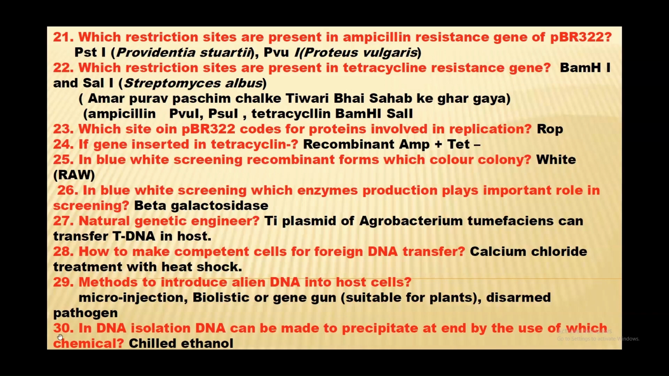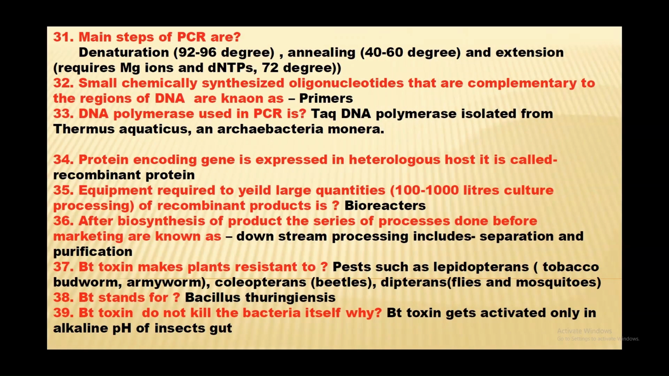The next point, 30th one. DNA isolation. DNA can be made to precipitate at the end by the use of which chemical? So in DNA isolation, DNA can be made to precipitate at the end. Chilled ethanol is used. What is the name of the chemical used? Chilled ethanol. What are the main steps of PCR?